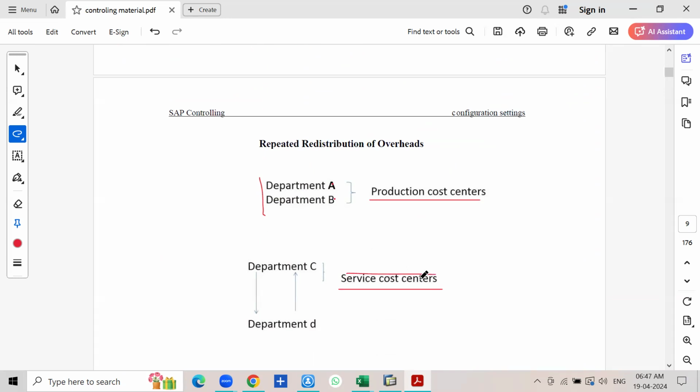In this case, Department C is giving services to Department D, and Department D is also giving services to Department C. Mutual transfer of services among the service departments, right? In that case, how is the cost allocated?